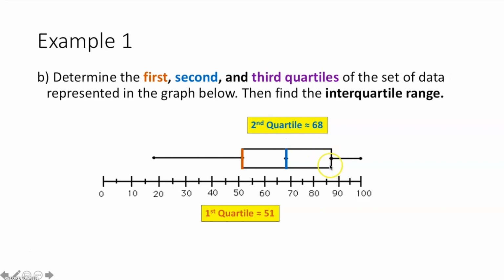Then your third quartile is going to be the right part of the box. So this right edge of the box is your third quartile. That's between 85 and 90. It's a little bit closer to 85 than it is to 90, so we'll call it approximately 86.